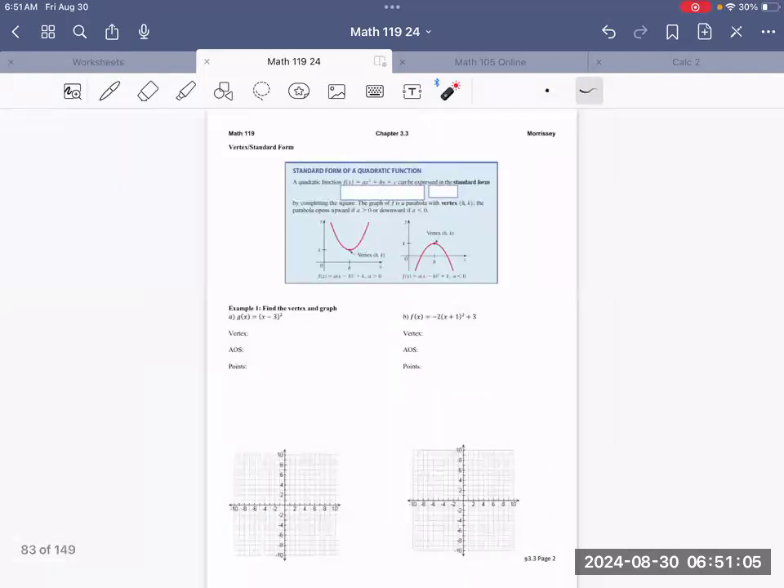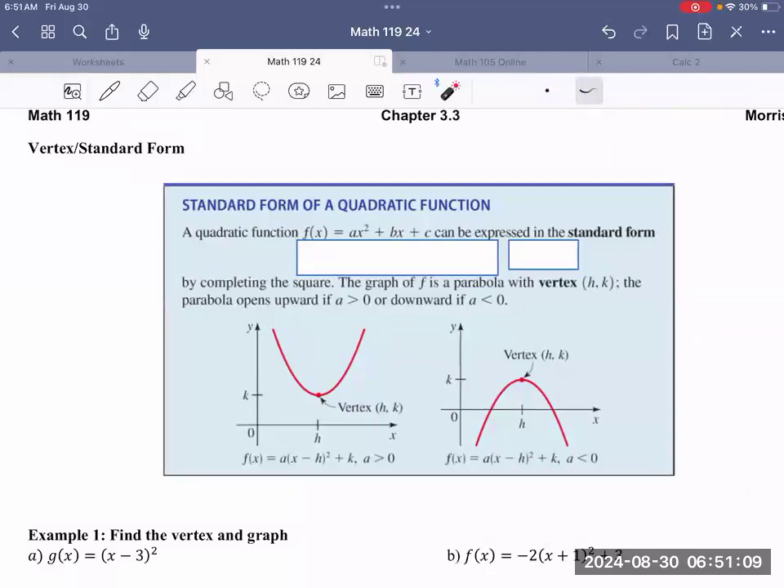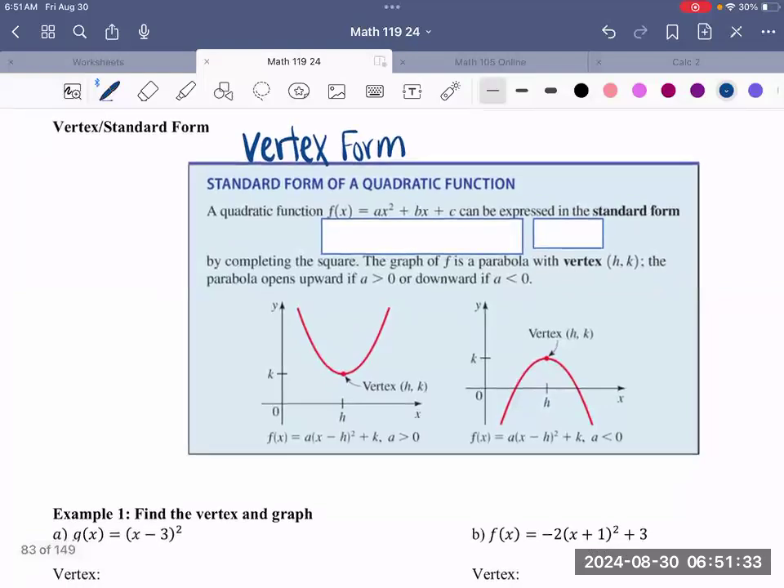Now let's talk about standard form. So what we did was just a very general form, but now we're going to be looking at standard form. Standard form is another way to say vertex form. On your test, I'm going to just use vertex form. On your homework, it will likely just say standard form. Now, this is just a different way to write your quadratic.